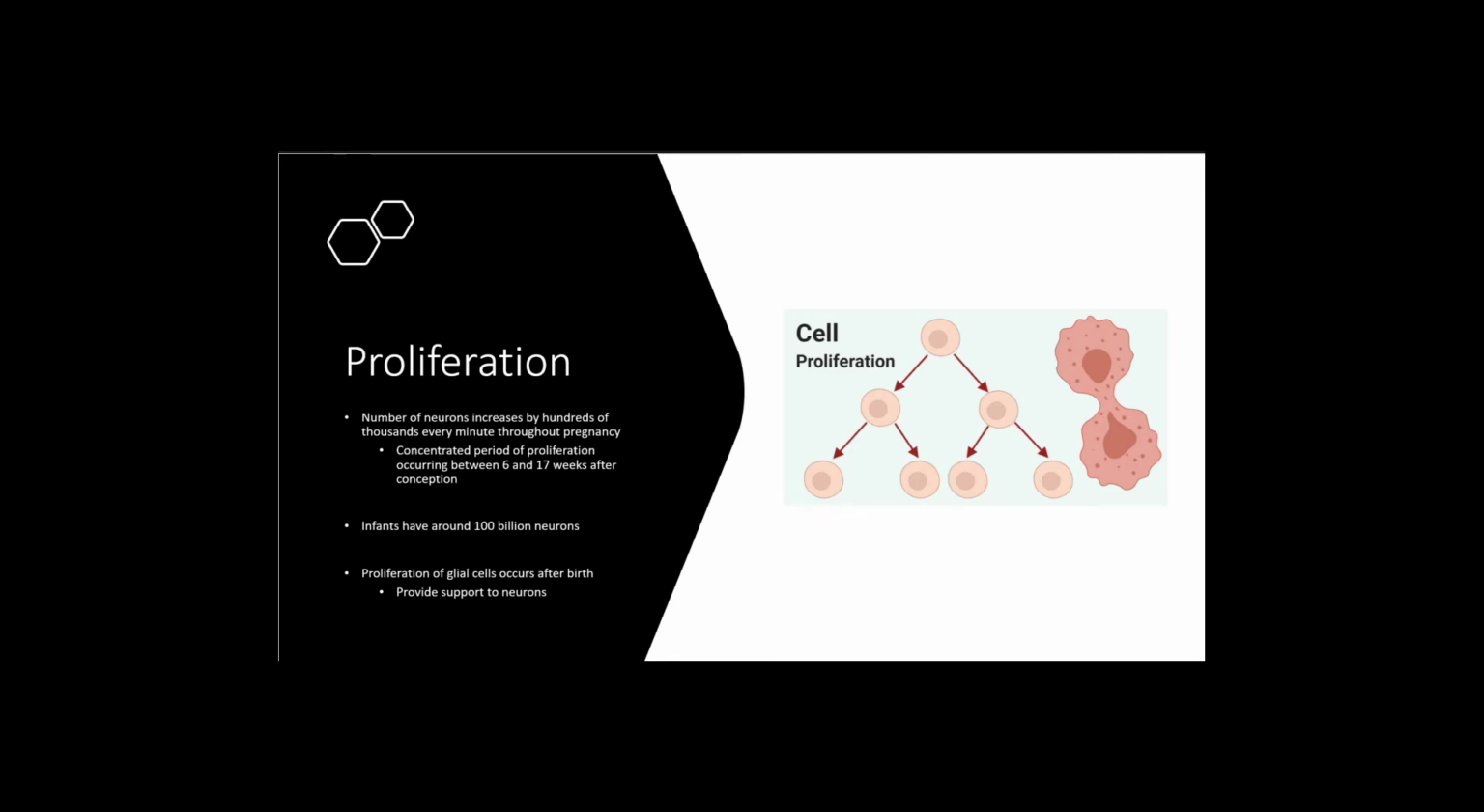Proliferation: the number of neurons increases by hundreds of thousands every minute during pregnancy. So this is a super fast period of neurons forming within a fetus. A concentrated period of proliferation occurs between the 6th and 17th weeks after conception, and infants have around 100 billion neurons. The proliferation of glial cells occurs after birth. So after birth, we see more glial cells forming, which provide support for an infant's neurons. So the idea here, proliferation, is just neurons being created.